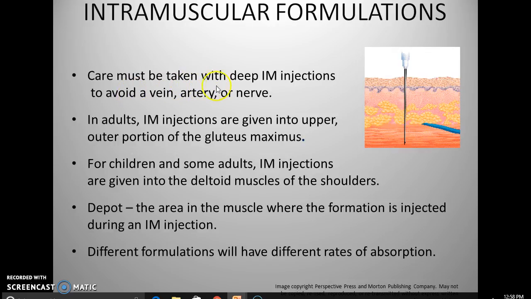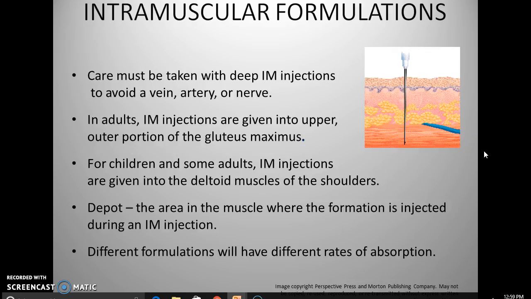So care must be taken with deep IM injection to avoid veins, arteries, or nerves. In adults, IM injections are given into the upper outer portion of the gluteus maximus; for children, and some adults, IM injections are given into the deltoid muscles of the shoulders. And then we have the definition of depot, which we talked about, the area in which a formulation is injected during an IM injection. So right here, where I have the cursor, would be considered the depot.